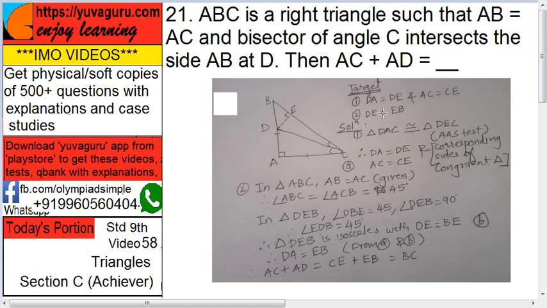Now give this name as A and give this name as B. So from A and B, we can say that DA equals EB. See here, DA equals DE, but DE equals EB. So DA equals EB. That is one. And next, AC equals CE. That is already proven in A. So now AC plus AD equals what? AC equals CE and AD equals EB. So that becomes BC.